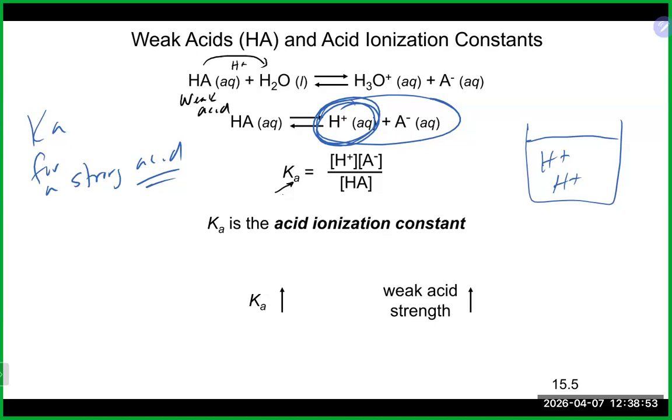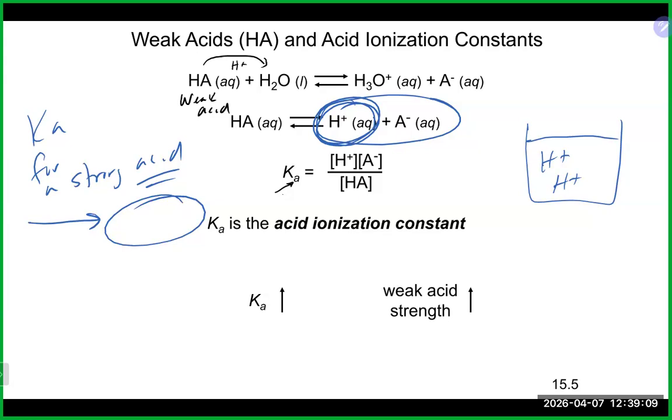Or you can find it on the Ka table. So strong acids will not have Ka values because they really don't set up equilibrium. Strong acids are one-way streets, right? They're all dumping out over here to ions. Nobody's coming back the other way.